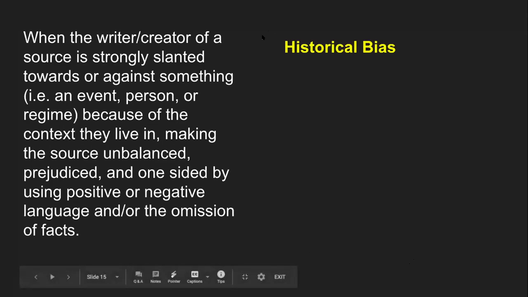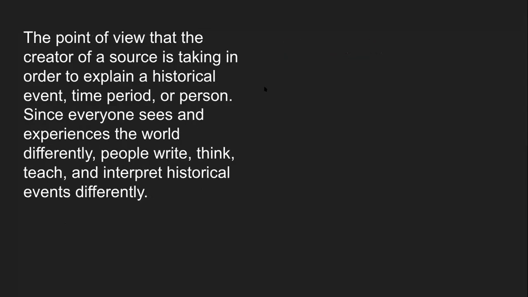Okay, so you guys were right. A lot of you said that this was historic bias. Great job. So let us move on to our next definition. So this definition states, the point of view that the creator of a source is taking in order to explain a historic event, time period, or person. Since everyone sees and experiences the world differently, people write, think, teach, and interpret historical events differently.